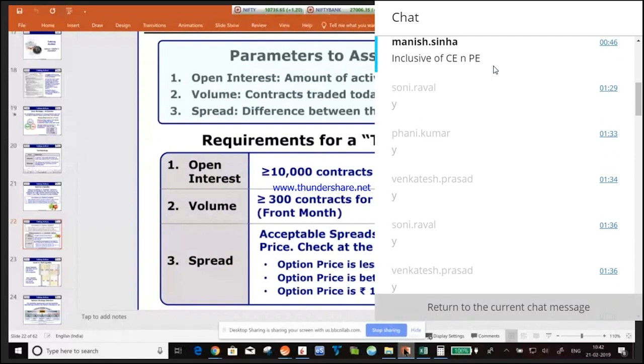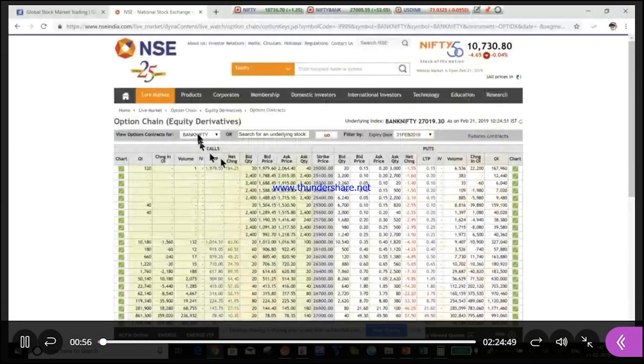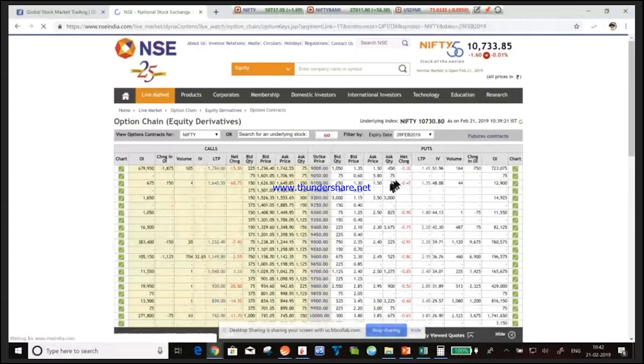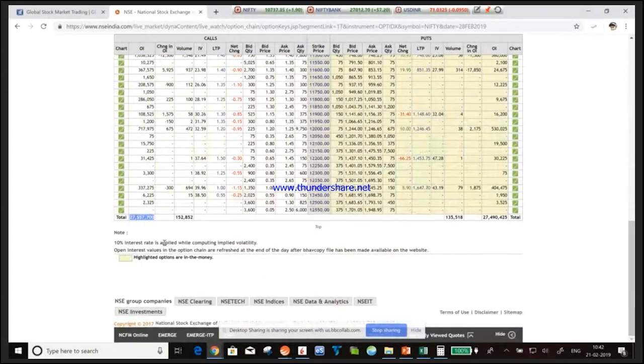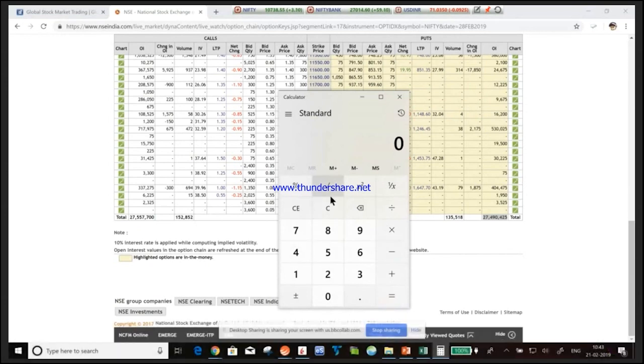So basically what you have to do is you see this. Let me go to, let's say, Nifty and the monthly expiry. So 28th Feb is the expiry. Now do you see the number here? This is the total and this is the front month, that is February. This is the total call open interest in terms of number of shares. This is the total put open interest in terms of number of shares. So let us add this. So Reliance, we saw that there were 36,444 contracts, right? Open interest.